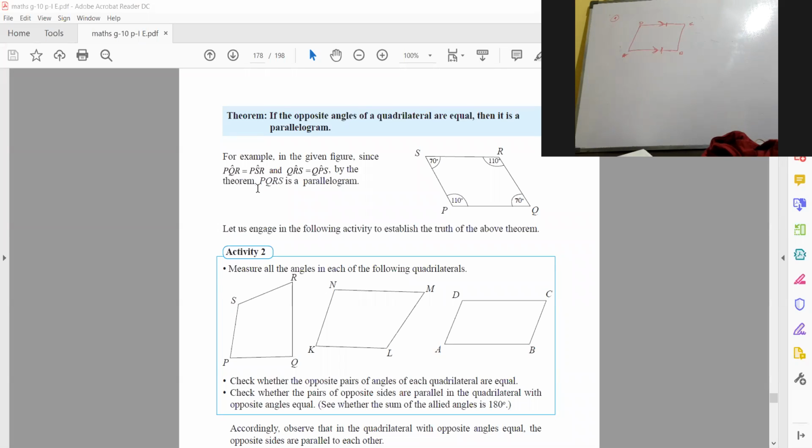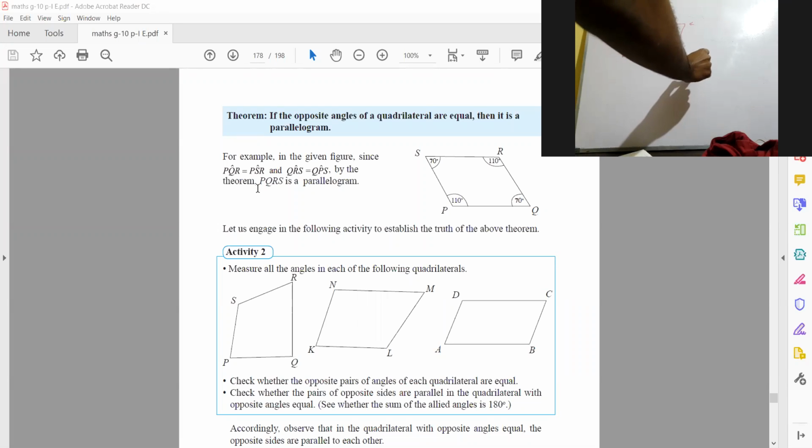So I will tell it again. When one pair of opposite sides are equal and parallel in a quadrilateral, then it is a parallelogram, right? That's the theorem. That means if we see a quadrilateral like this, we can say it's a parallelogram, and then we can give other conclusions to it, right? Now from this we know that ABCD is a parallelogram, right?